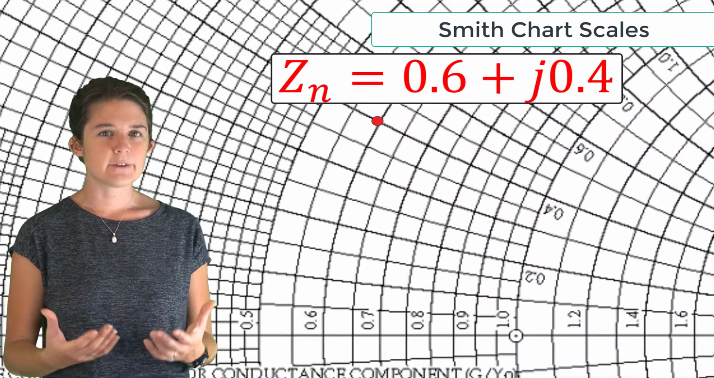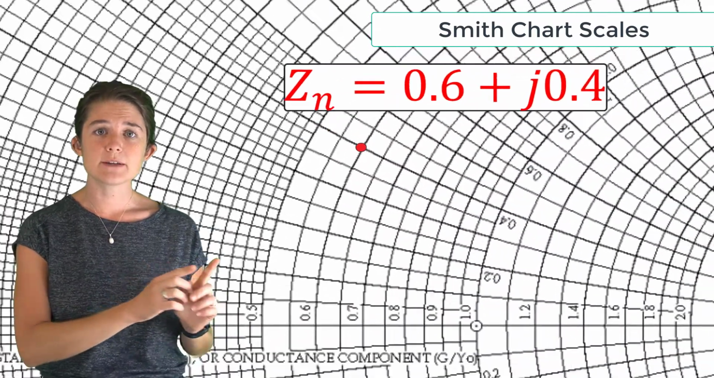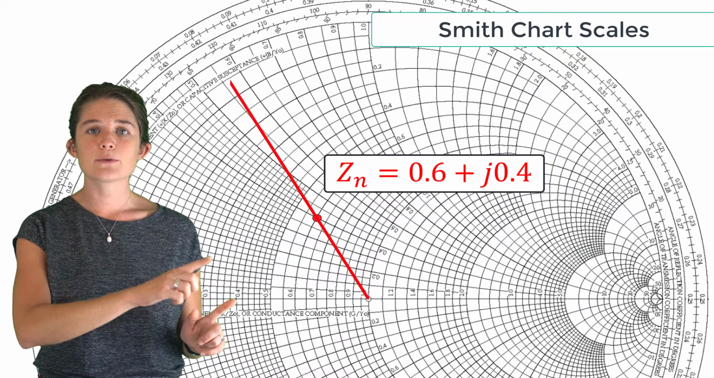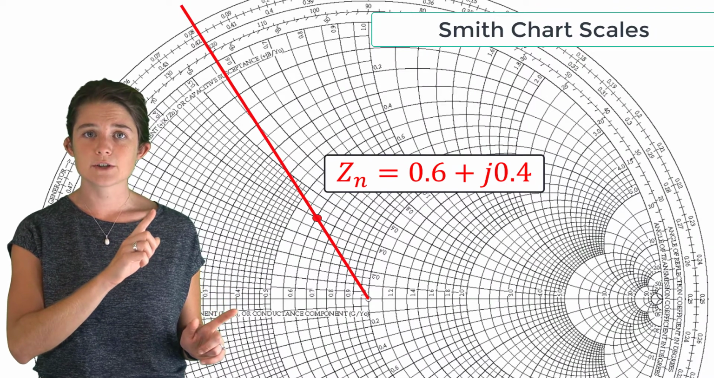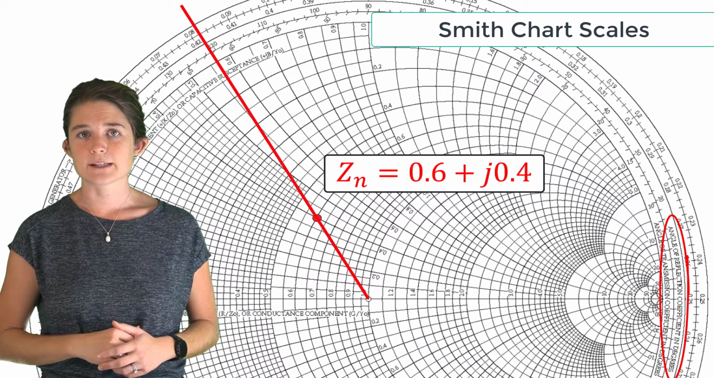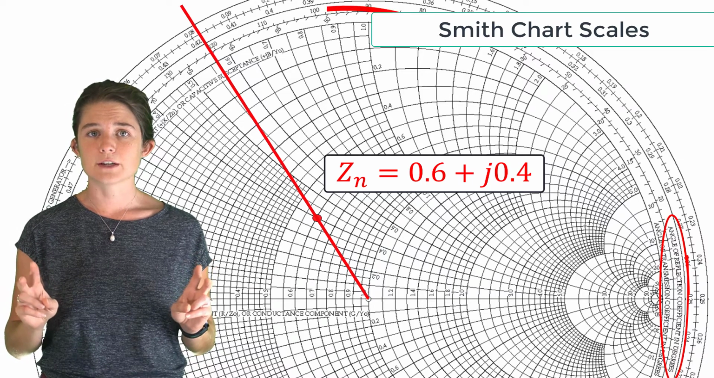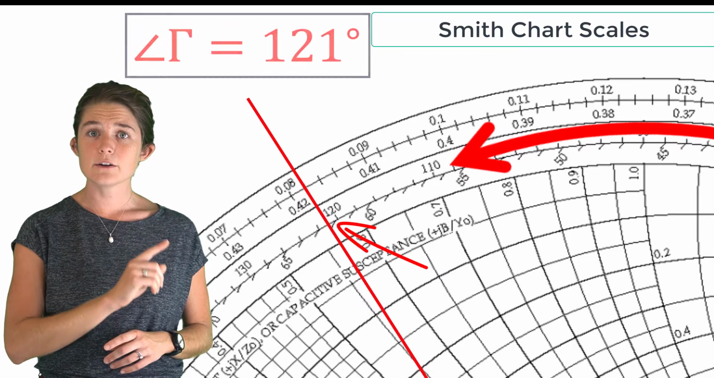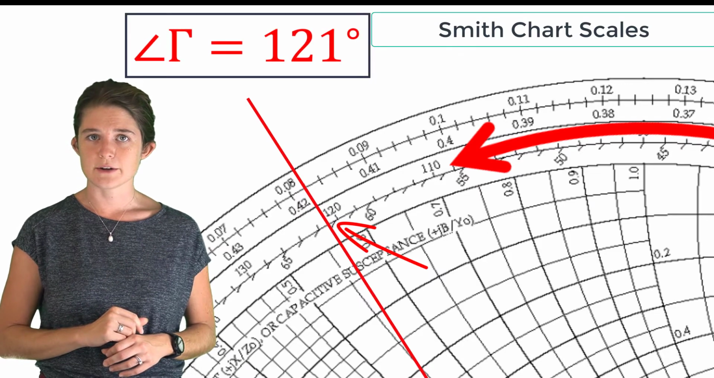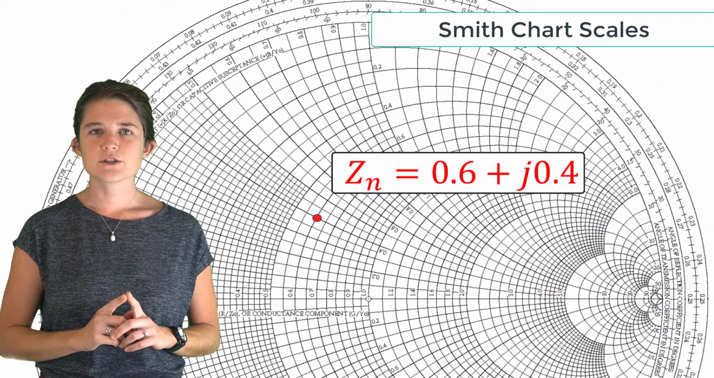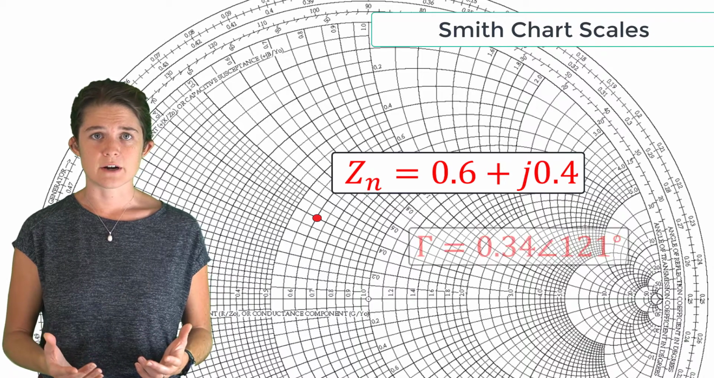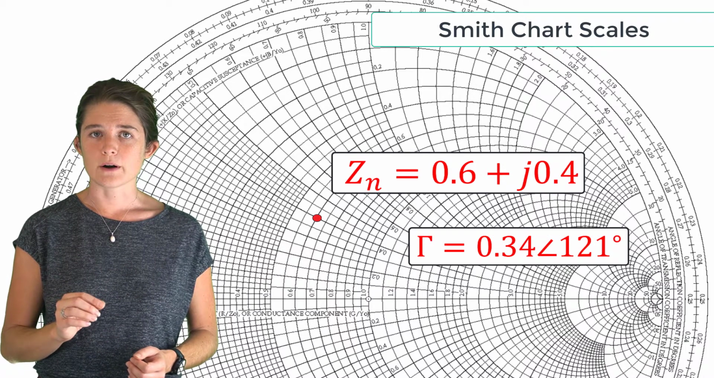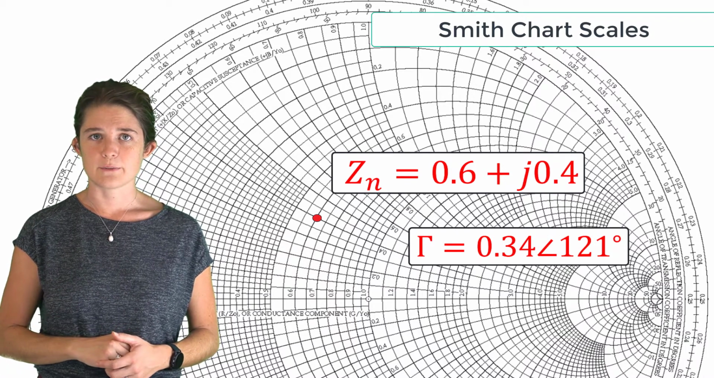Then we can find the phase of gamma by drawing a line from the center of the Smith chart all the way through the radial scales at the outside of the chart and reading the phase off the scale labeled angle of reflection coefficient in degrees. So for this example, the angle of gamma is 121 degrees. So the reflection coefficient we've just read off the Smith chart is 0.34 at an angle of 121 degrees.